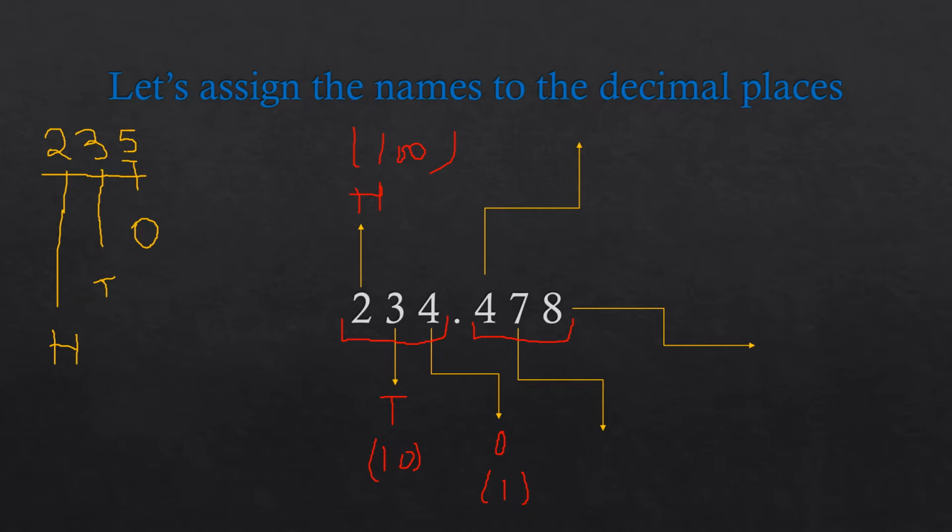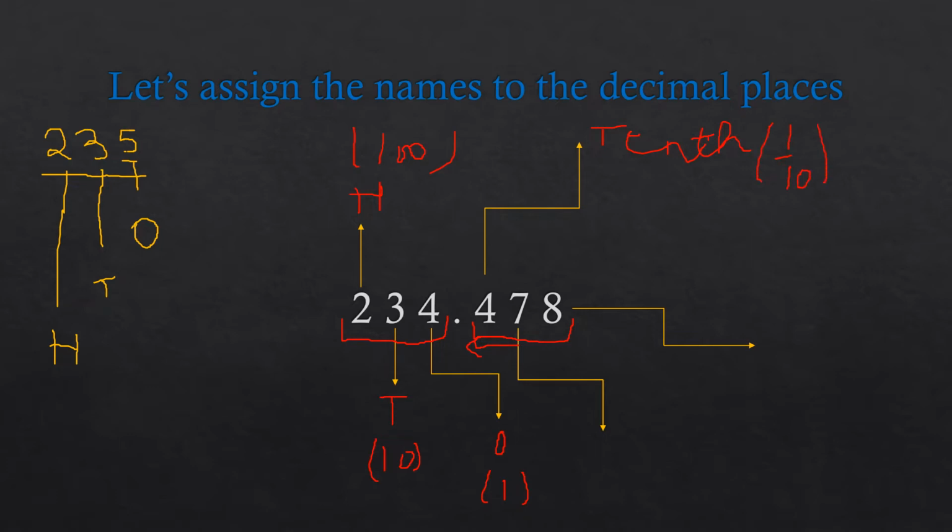Okay, names of these decimal places. So in the extreme left, we are having 4. The place of 4 here is tenth. If somebody is asking the place of 4, we will say it is at tenth place and it is represented as 1 by 10.